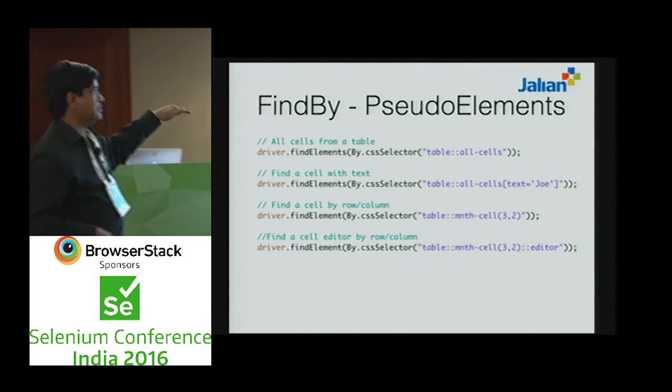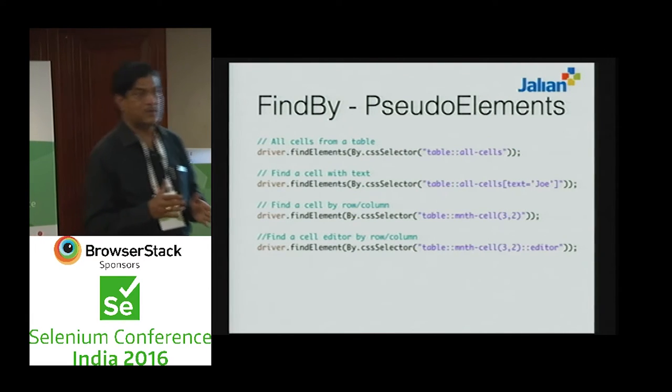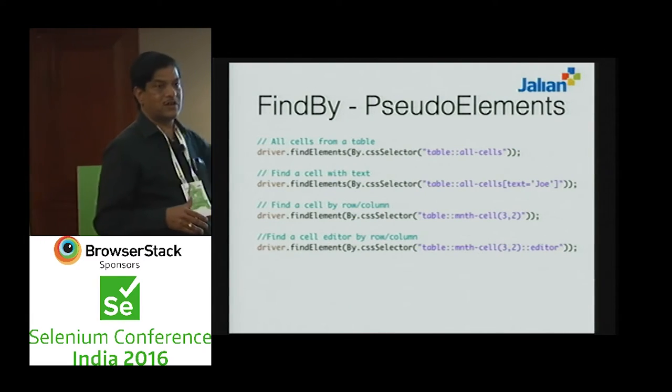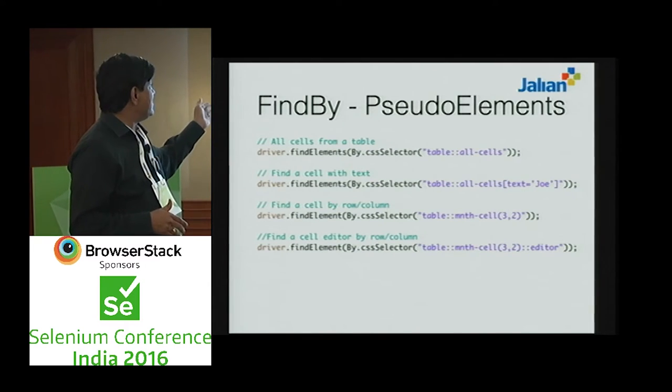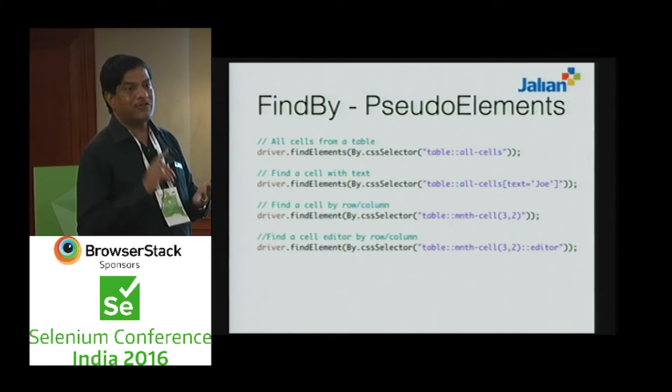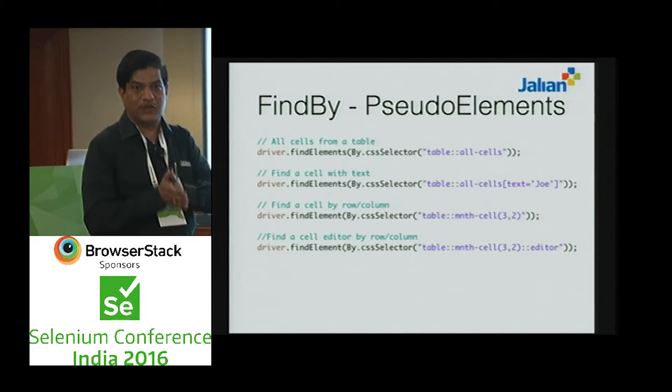The next one is going to get a table cell using the row and column. So 3 comma 2, so third row, second column cell is getting back. And then, like I said, we have renderers. These all give you back pseudo elements that point to your renderers.